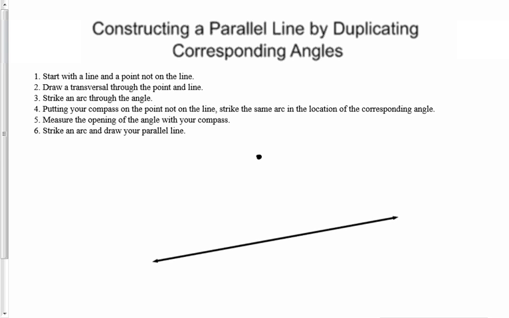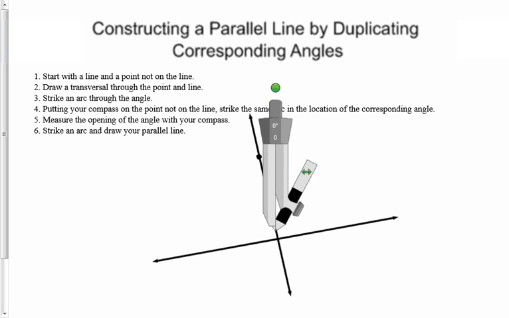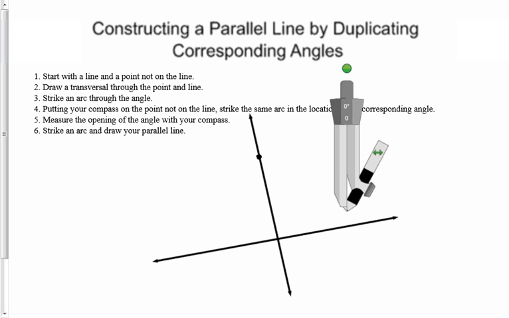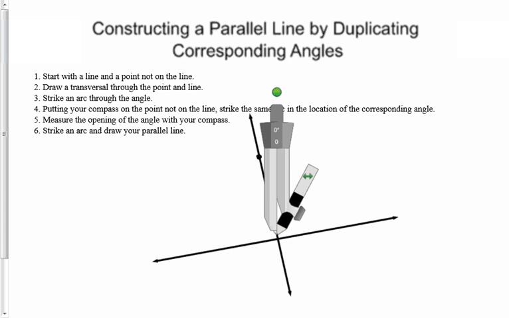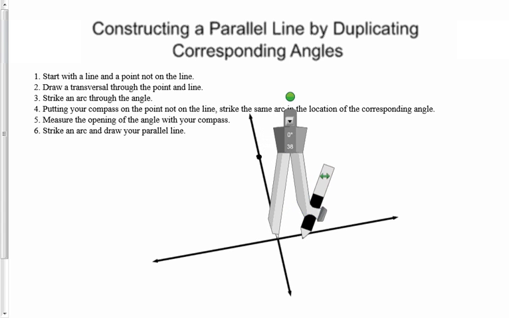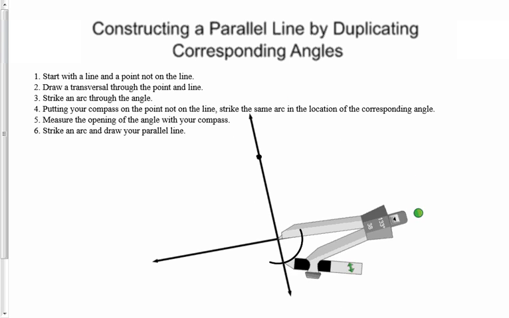Now I'm going to strike an arc through the angle. I'm going to pull up my compass and put it on this vertex. Notice I have 4 different angles here: 1, 2, 3, 4. I can choose any of those 4 angles to be the angle that I'm going to duplicate. I'm going to choose this angle here. I'm going to put my compass on that vertex, extend it out, and strike an arc through that angle right there.